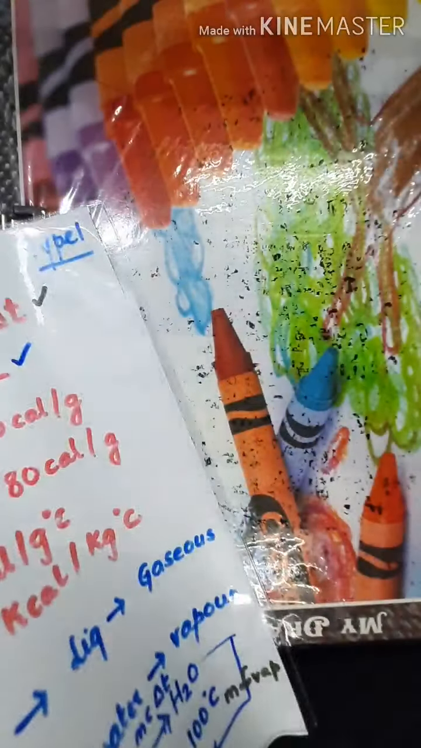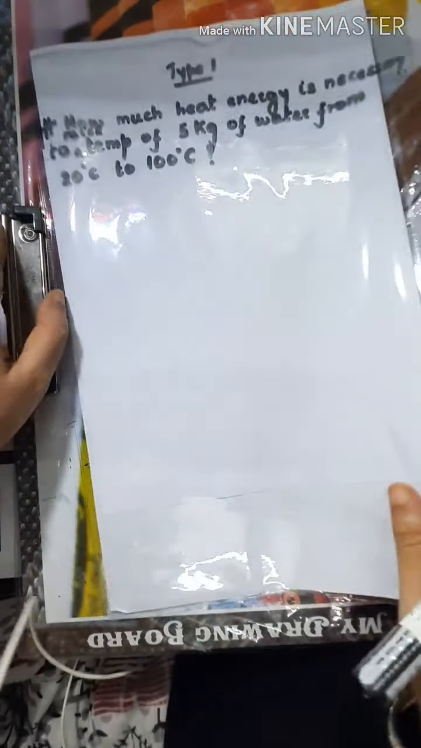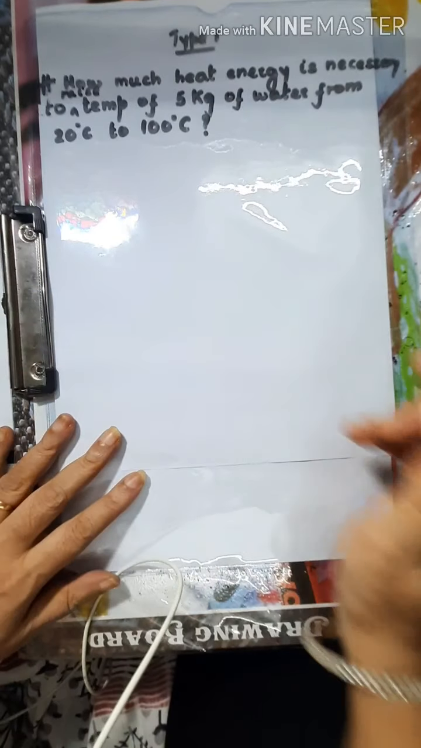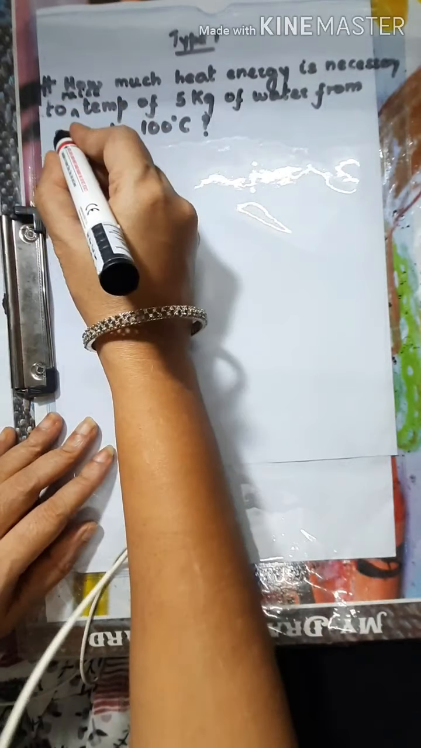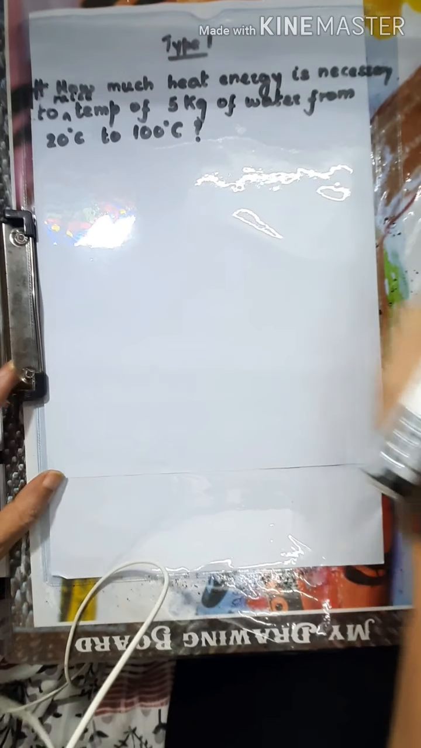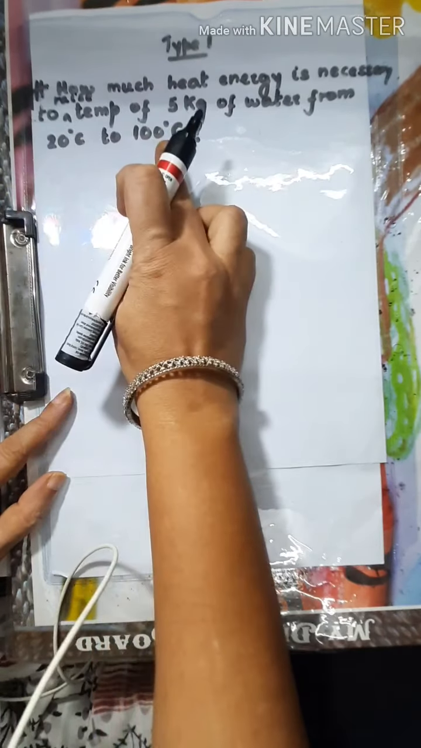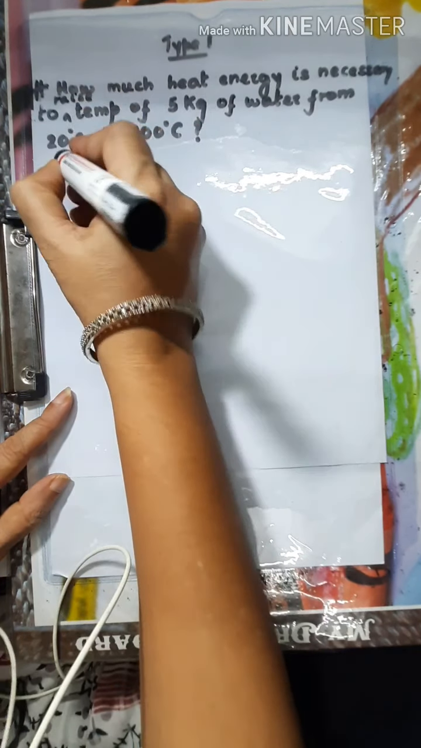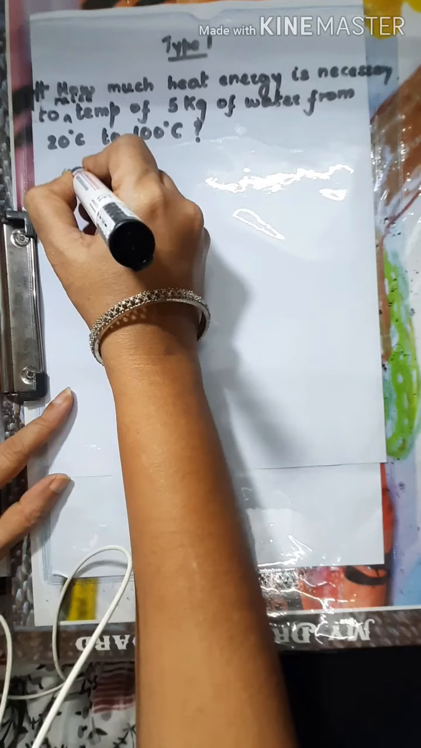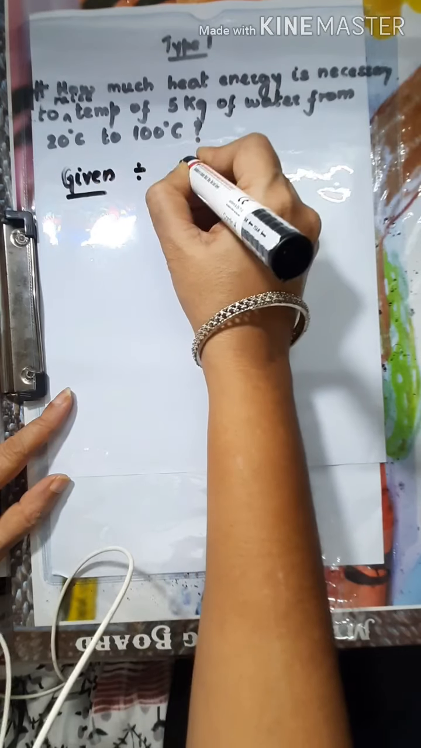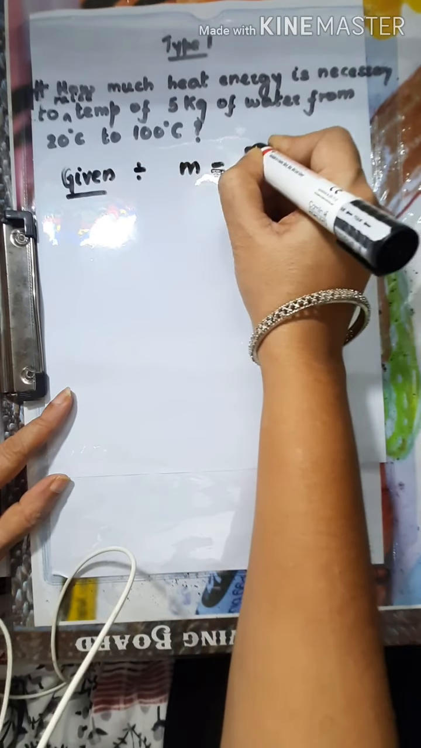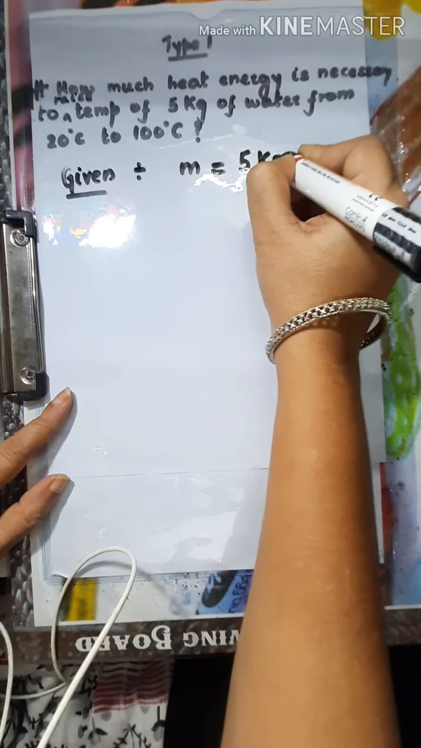Now here I have the first example written for you. I'm going to read it out. How much heat energy is necessary to raise the temperature of 5 grams of water from 20 degrees to 100 degrees. Okay. So what is given to me? Can you please tell me what is given? The mass of the water is 5 kg, right?